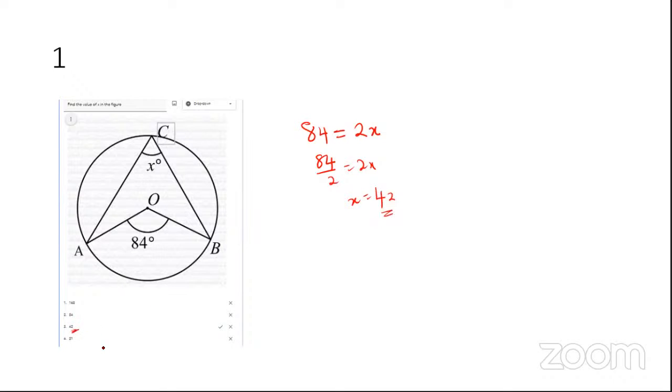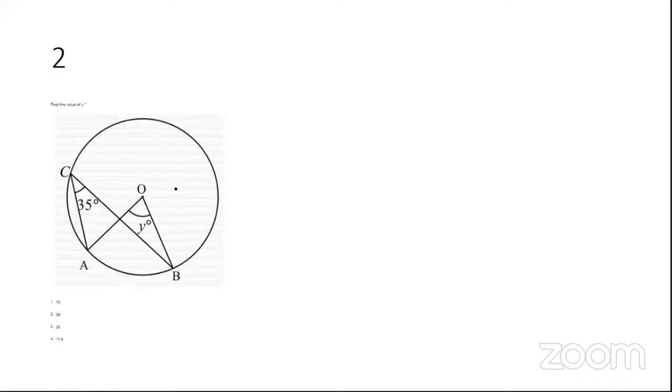42 is the answer. The second question, I hope it's clear. Anytime you can see that both the center and the circumference are coming from A and B, just put center equals twice the circumference. And that's the solution.